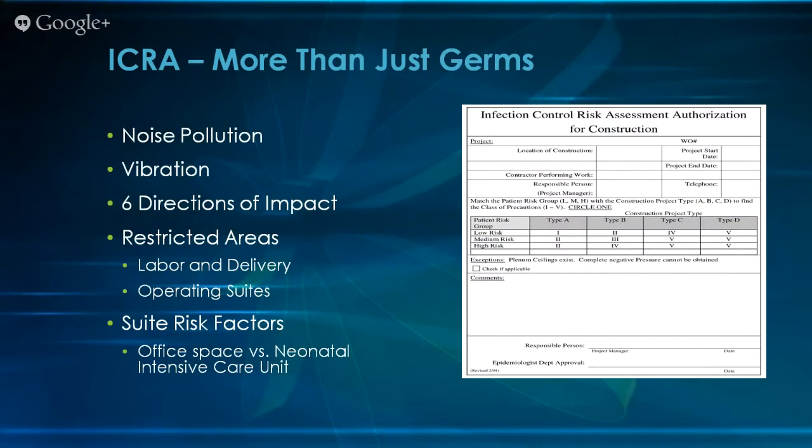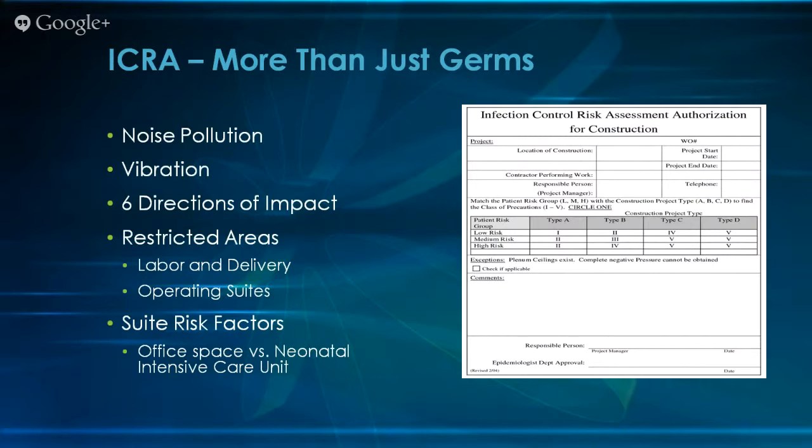But when you take this into consideration, you also have to realize that your pollution is more than just dust. You're going to have noise pollution, vibration, and you impact in 6 directions, so all around you. It's not just the floor you're on. You're going to impact above and below you. A lot of times you'll be in restricted access areas, which means that you might need additional screening that you have to prepare for before you can even go in and do your work, such as labor and delivery suites or operating suites, where you need to be certified by the hospital, and they might run a background check on all your employees before you can even go into those areas.